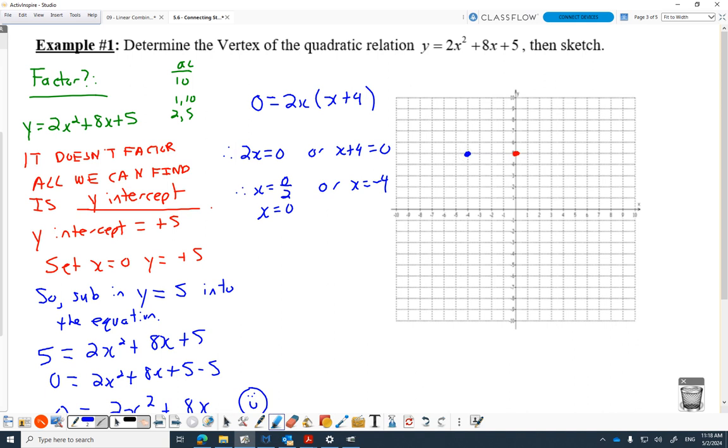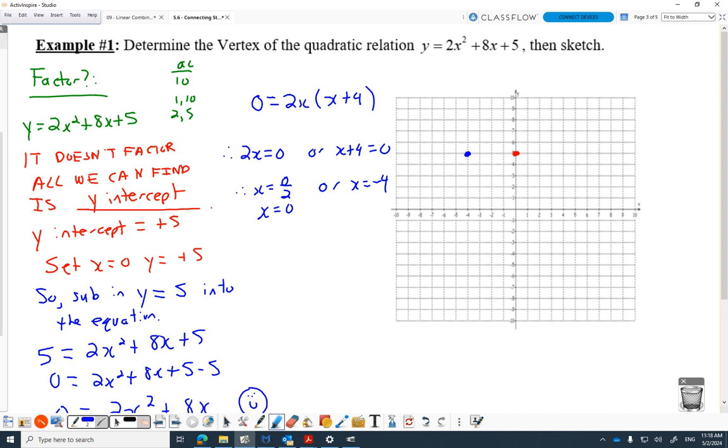Now, let's just stop and savor that for a moment. Try and rewind and think about what we're going to do here, what we were trying to accomplish. We were trying to find the vertex, and I just found a major piece to the puzzle. If this was a CSI episode or a Law and Order episode or some kind of crime show, you'd be like, I just found a thumbprint.